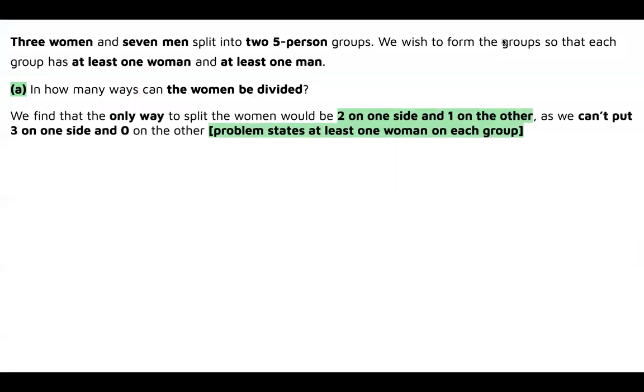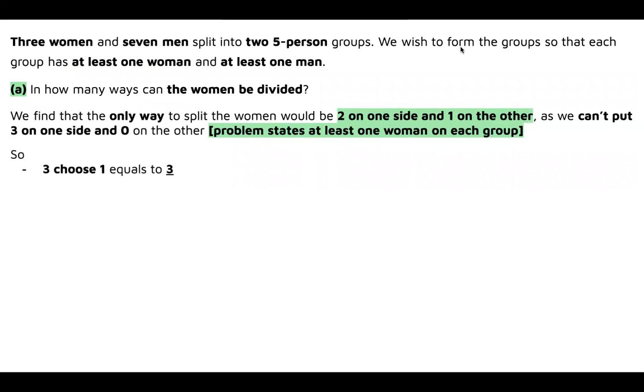We find that the only way to split the women would be 2 on one side and 1 on the other. Or it could be 1 on one side and 2 on the other, but it's really the same. Right now, we're just saying the split could be 3-0, but the problem states at least 1 woman and at least 1 man on both sides. So this would not work. So clearly the only way would be 2 and 1.